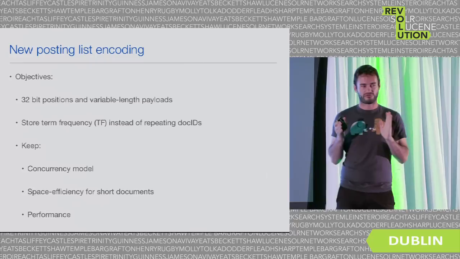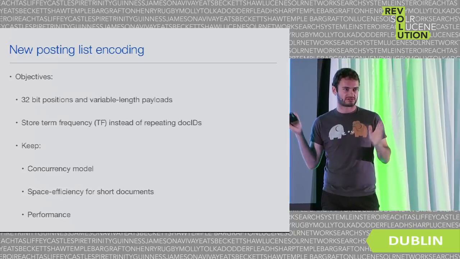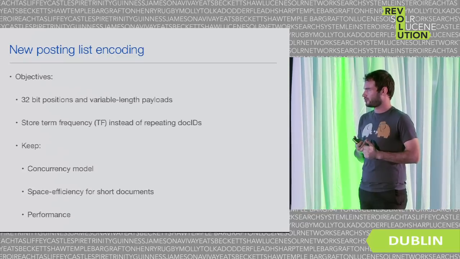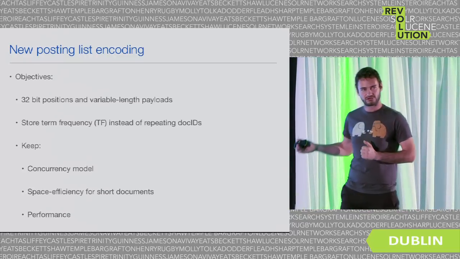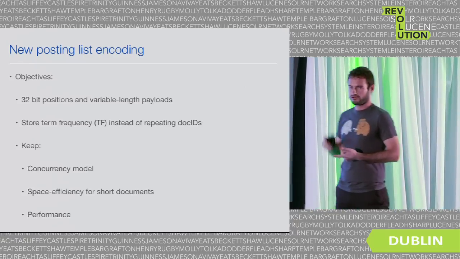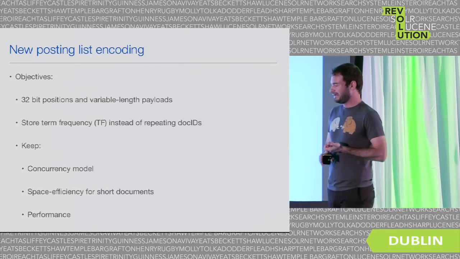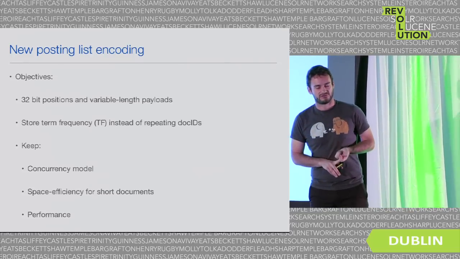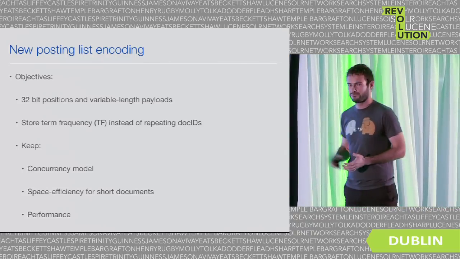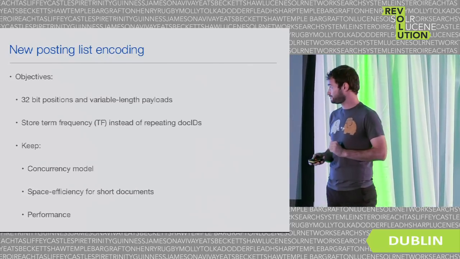With every posting, you can store metadata in a byte array that can have any number of bytes you want. We want to store term frequency, which I just mentioned, instead of repeating doc IDs, because it just doesn't make sense for large documents to repeat the doc IDs. We want to keep our concurrency model, very important, otherwise the whole approach doesn't really work anymore for us. We want to stay space efficient for the tweet use case, but we want to add the flexibility for large documents. But we want to keep the space optimizations, and we want to keep the performance that we are seeing right now.